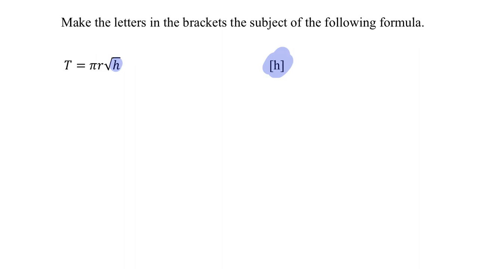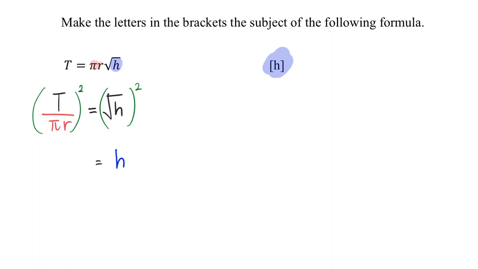the subject. Okay, so in this case here, you see pi times r times square root of h. I am going to do something here. I'm going to divide by pi r on both sides so that I'm only left with my square root h here. And to make sure that I only have h, I will have to square both sides so that I'm only left with h here.